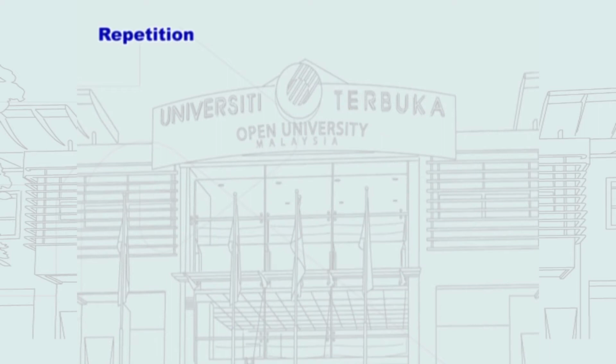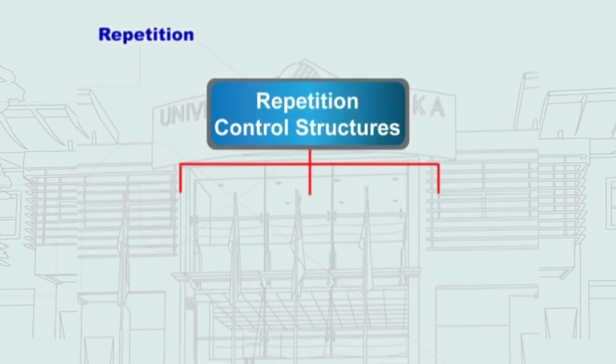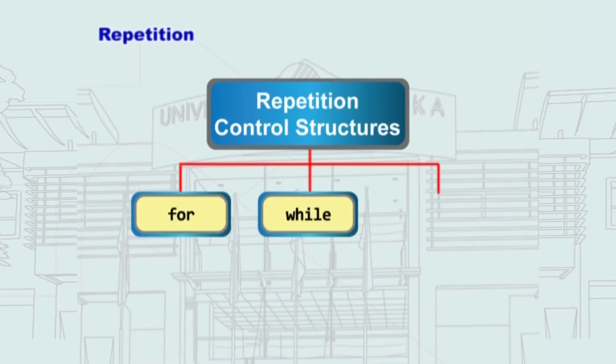Now we move to the repetition structure. In C, you have three types of control for the repetition structure, namely for, while, and do while. We begin with for statement.